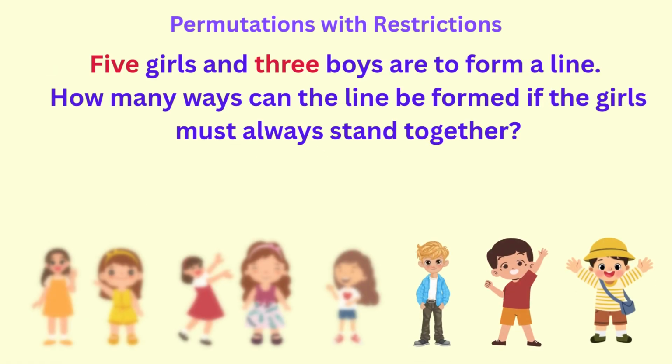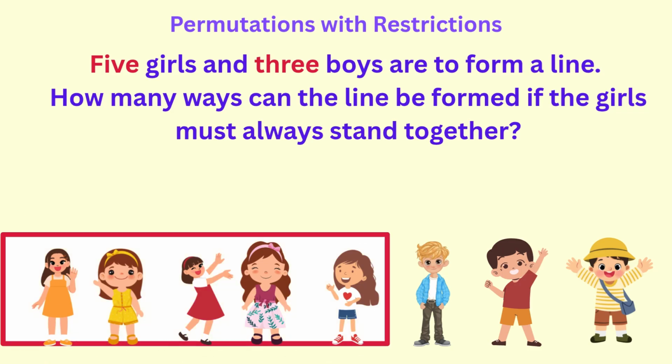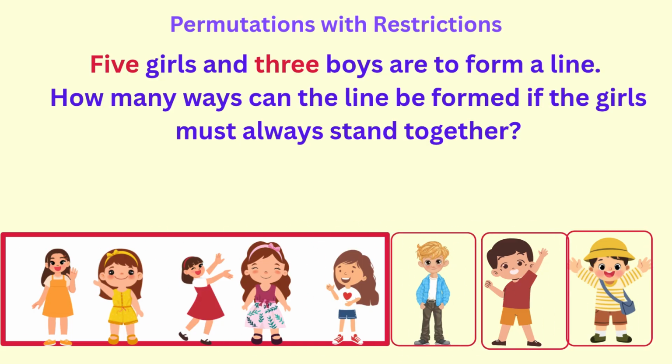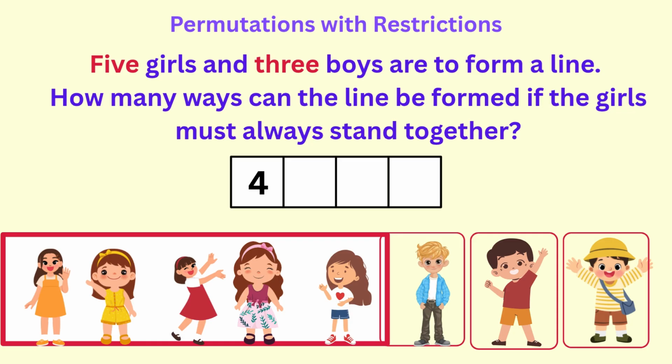5 girls and 3 boys are to form a line. How many ways can the line be formed if the girls must always stand together? To solve this problem, we treat the 5 girls as a single unit, since they must always stand together, and then arrange that unit along with the 3 boys. So we treat it the same as if we are arranging 4 distinct items. The number of ways to arrange 4 items is 4 factorial ways.